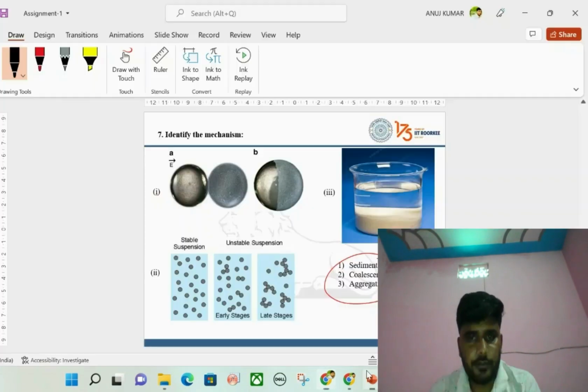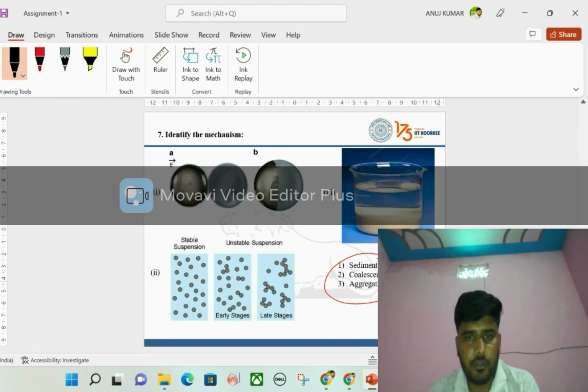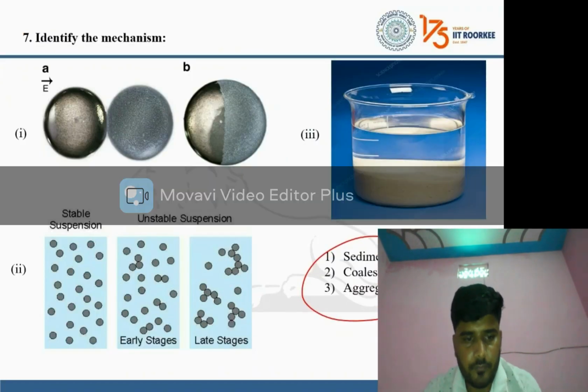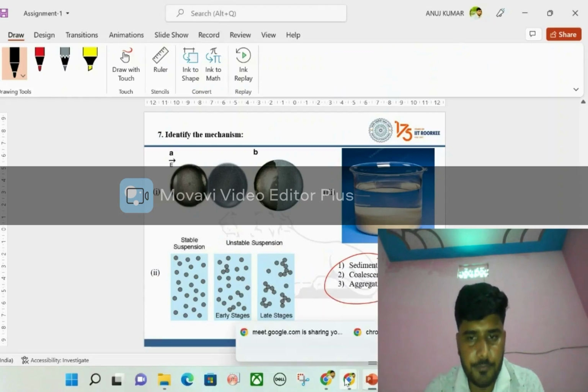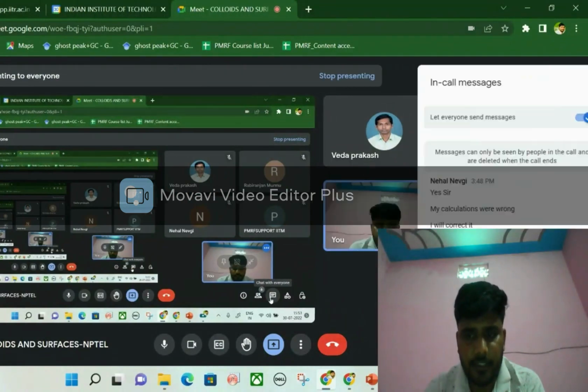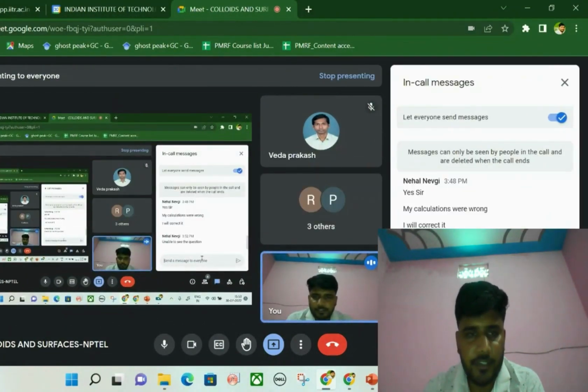So you have to correlate for the figure, which mechanism it is. First one is given here, the sedimentation, second is the coalescence, and third is the aggregation of the particles. Just try to respond, because this is a simple basic question.